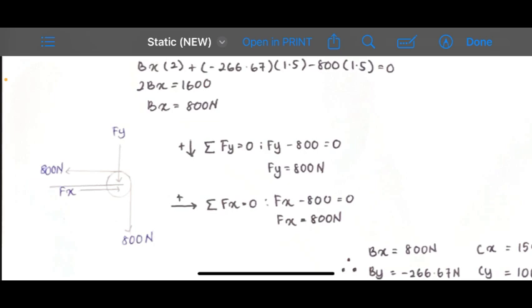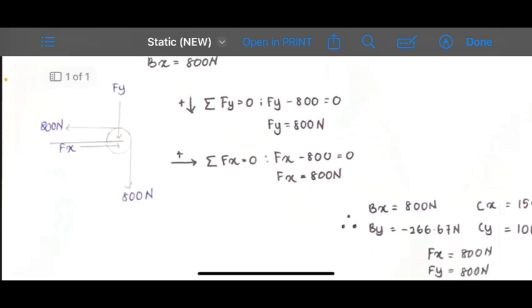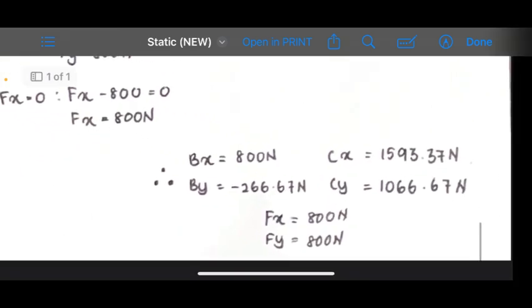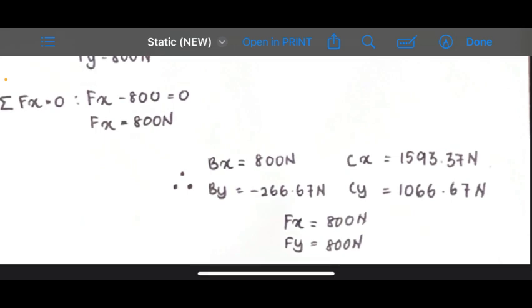Then we also need to find the forces at F. The forces at F is the pulley. So we sub it into the formula. We use Fy equal to 0. We assume that down is positive. Fy minus 800 equals 0, so Fy equals 800. Same for Fx. We assume that going to the right is positive. So we get Fx equal to 800. So here is the final answer: Bx equal to 800, By equal to negative 266.6.